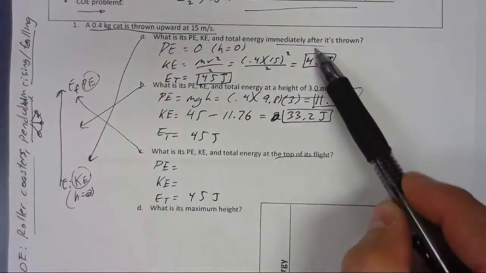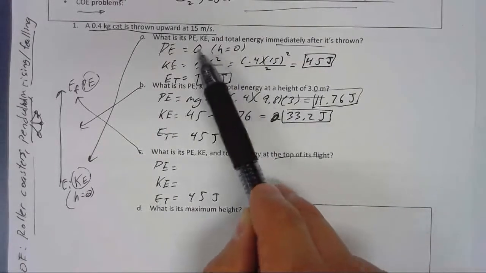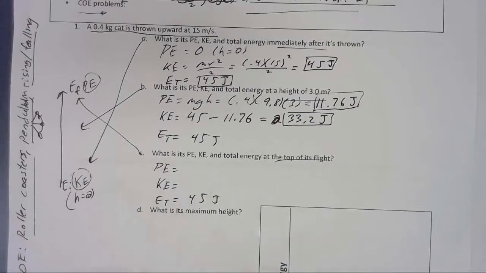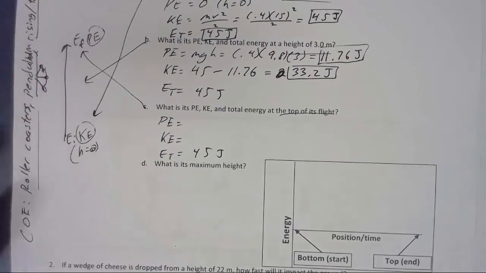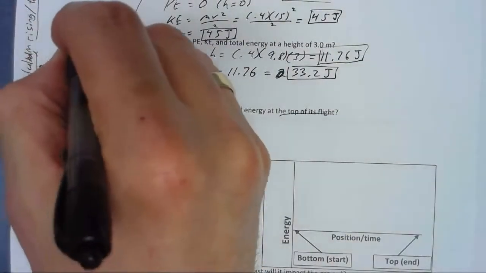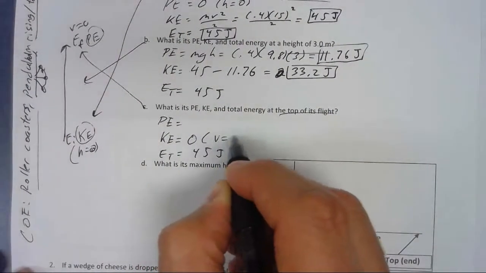So we can see the kinetic energy decreased from 45 to 33.2. Potential energy increased from 0 to 11.76. That's exactly what the graph looked like that we drew in the previous video. And then the last one, at the top of its flight, well, what happens at the top? Speed at the top is 0, which means kinetic energy is 0.